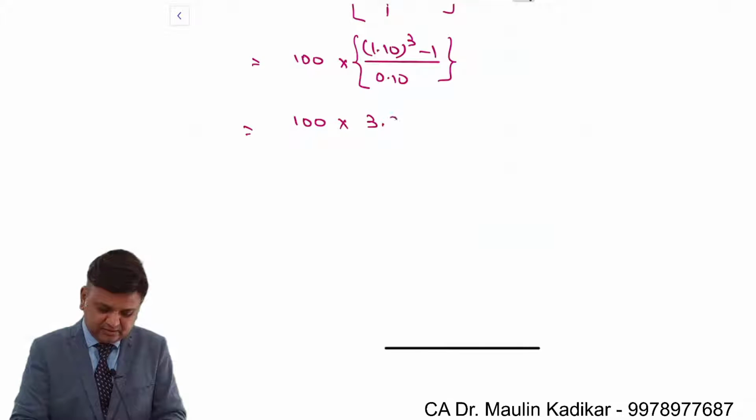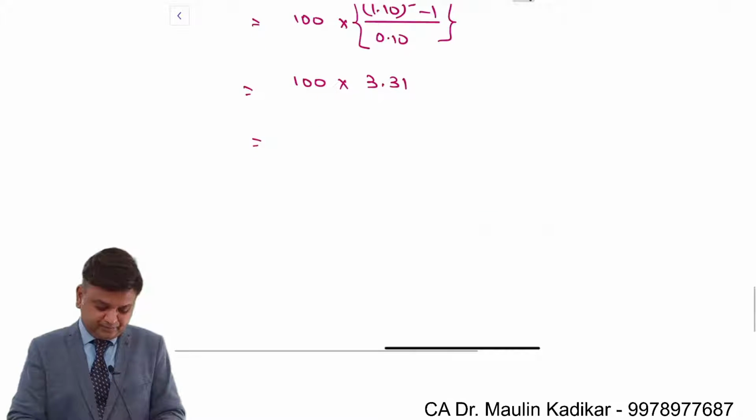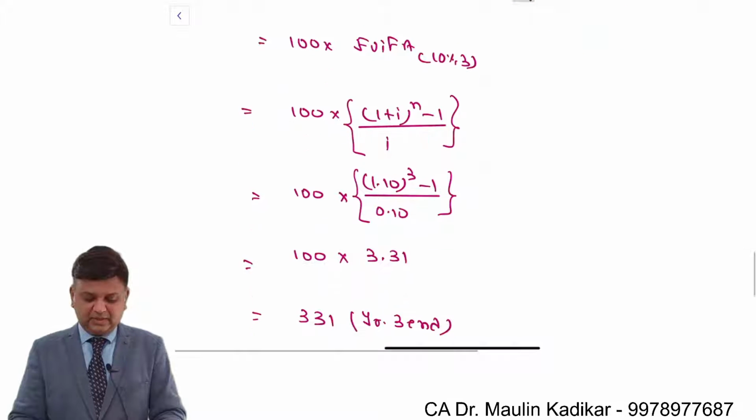This means investing 1 rupee from end of year 1 to end of year 3 will have a maturity of 3.31 at the end of the third year. So the maturity amount of deposit is 331. It is year 3. Please write down the answer.